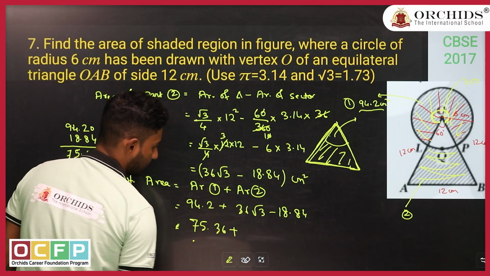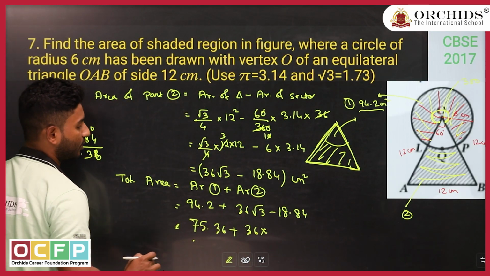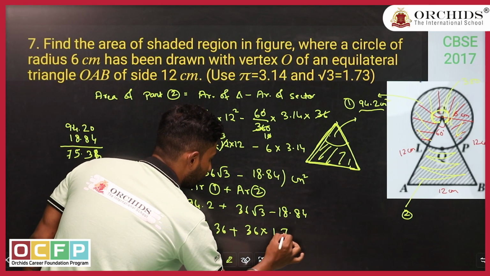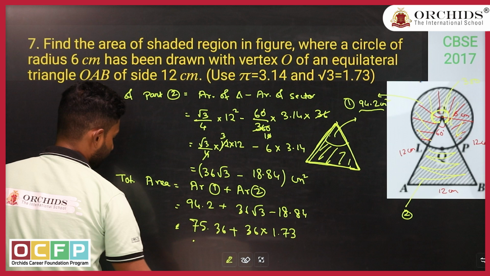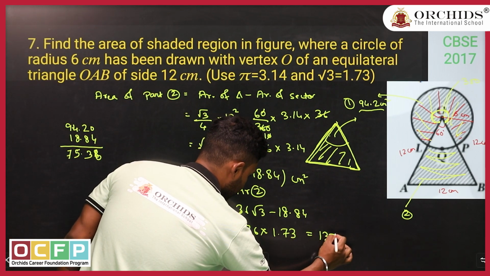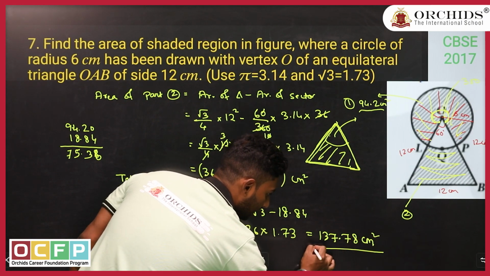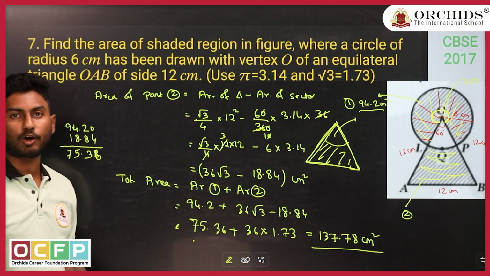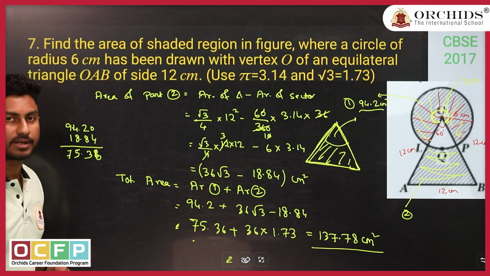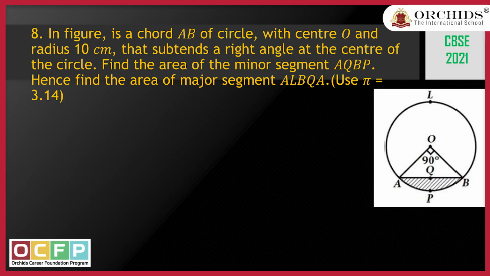75.36 plus 36 root 3, the value they have given. Root 3 value is how much? 1.73. So if we do this calculation, we will get 137.78 centimeters square. So here's the answer. I hope you all have understood this question. Yes, let us move on with the next question.